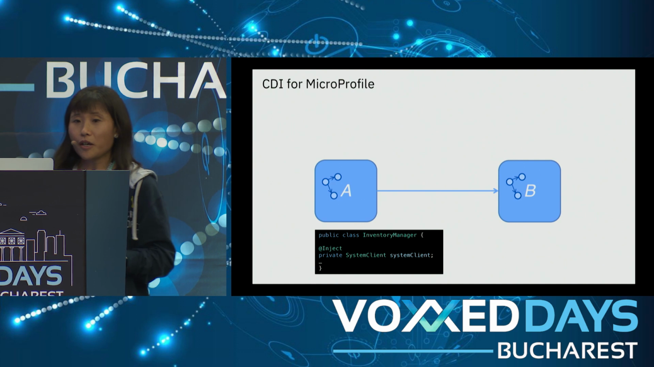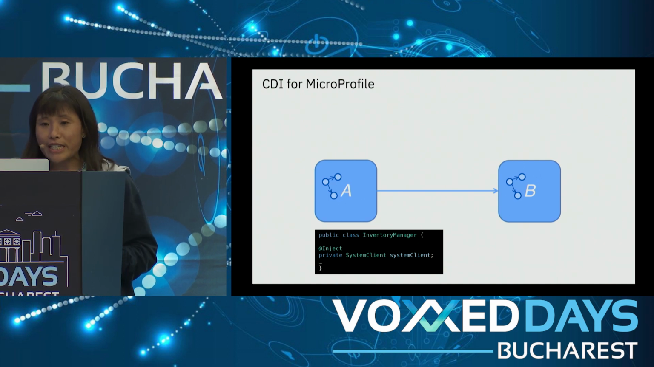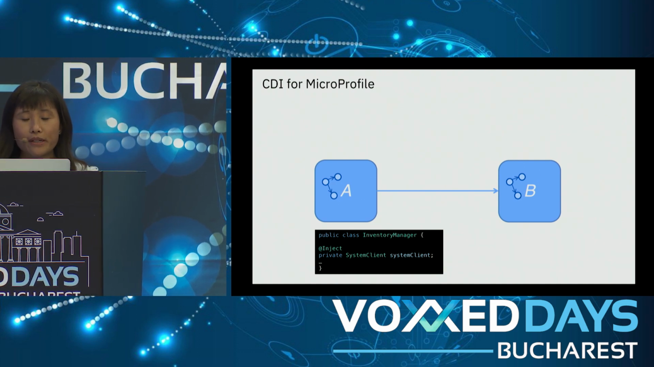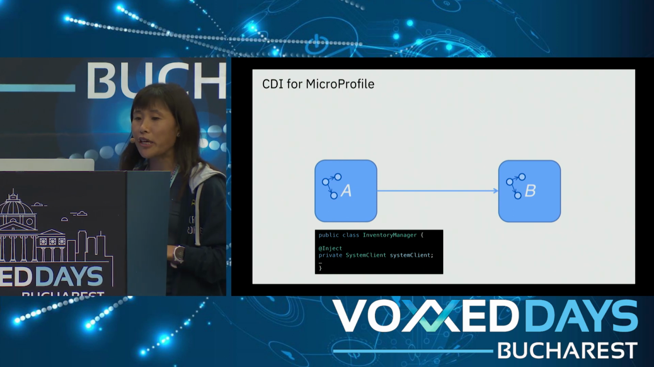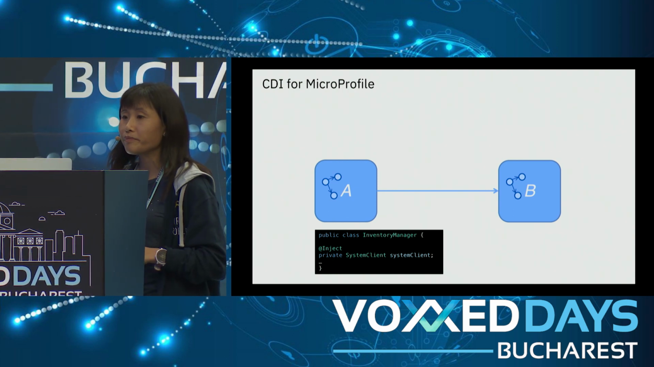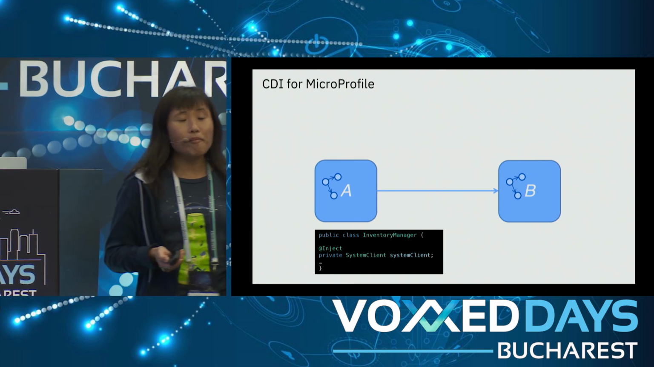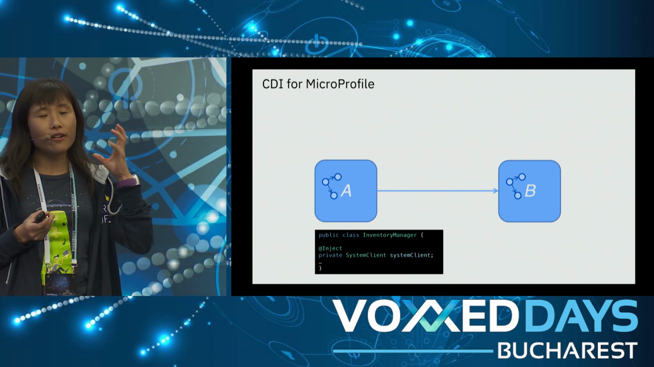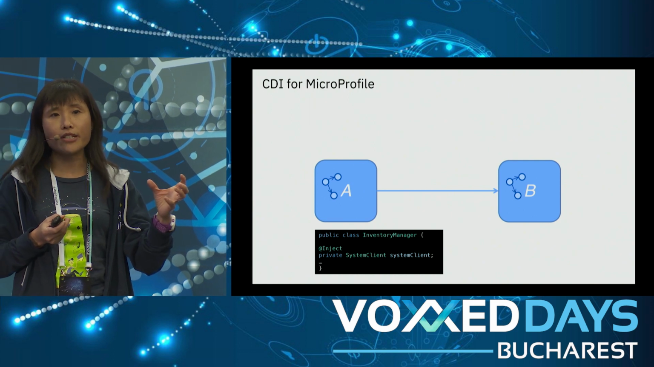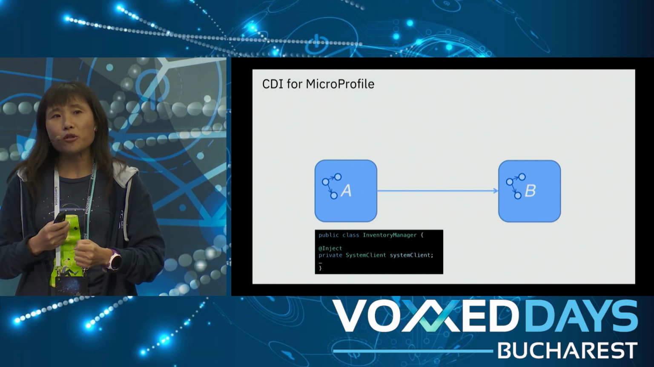So this is a quick example. In this example, CDI will give you a system client instance directly injected into the system client variable for your inventory manager. Okay, by now you have created your first microservice. It's a REST service, and the inside is loosely coupled.